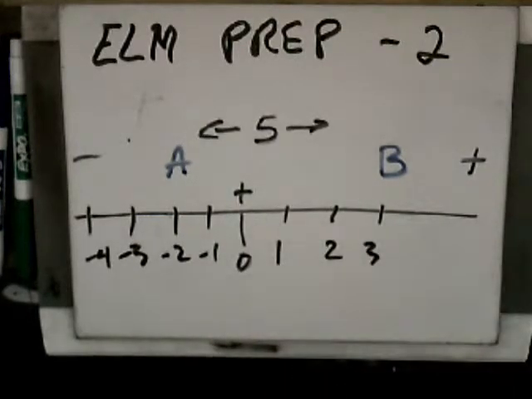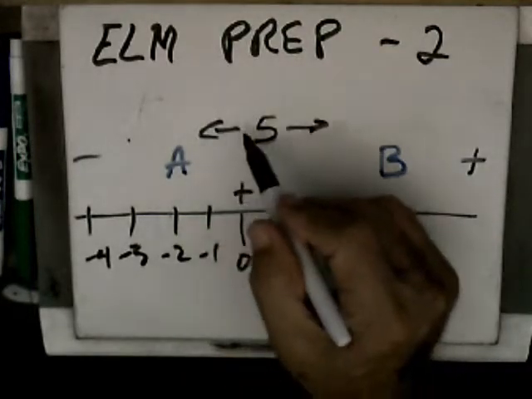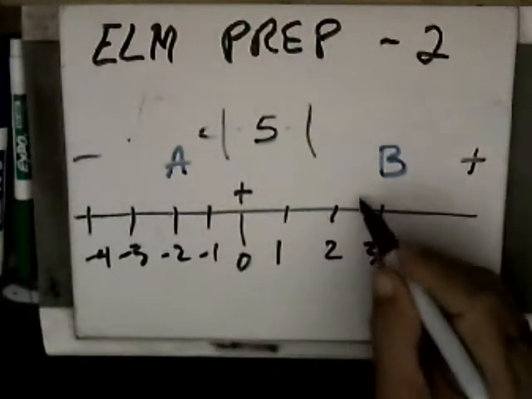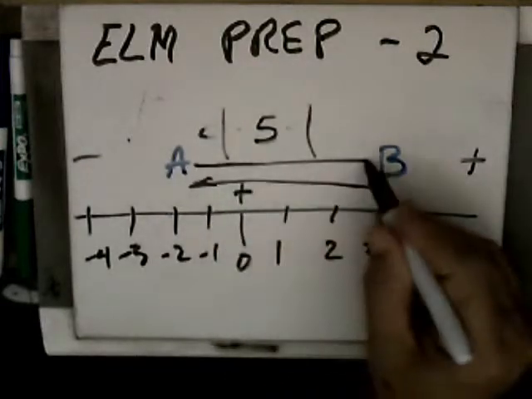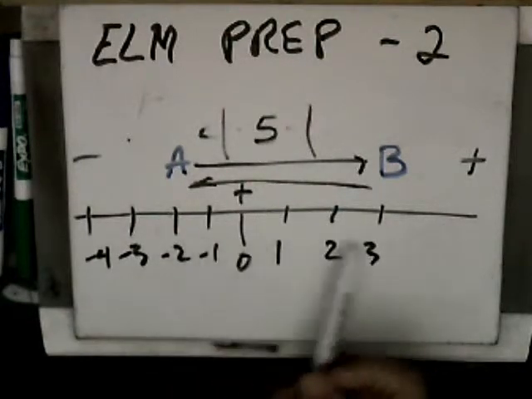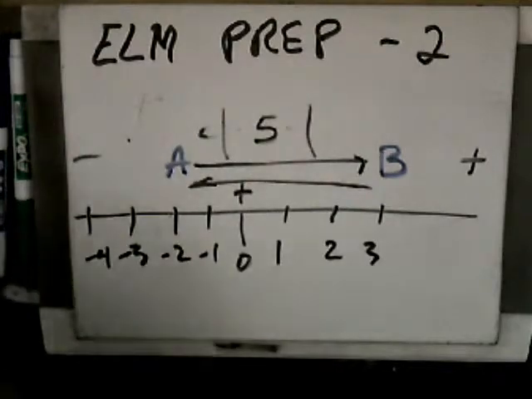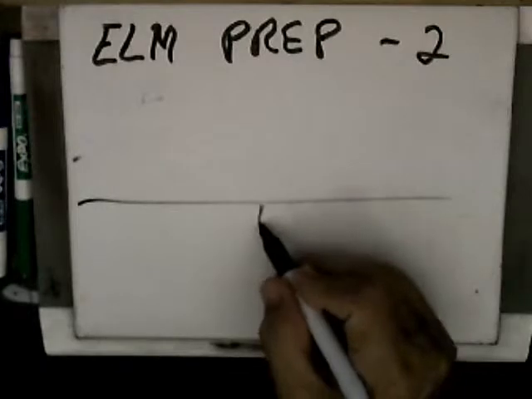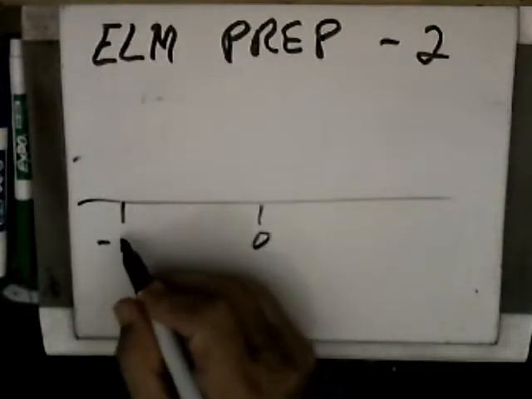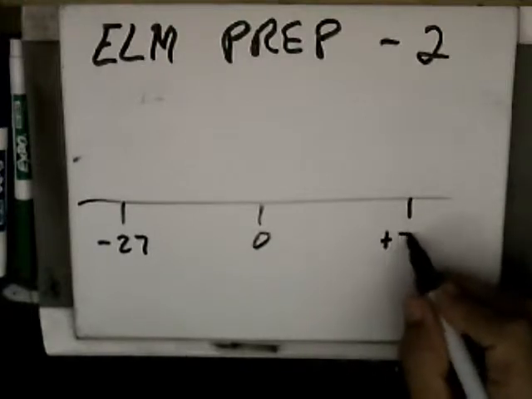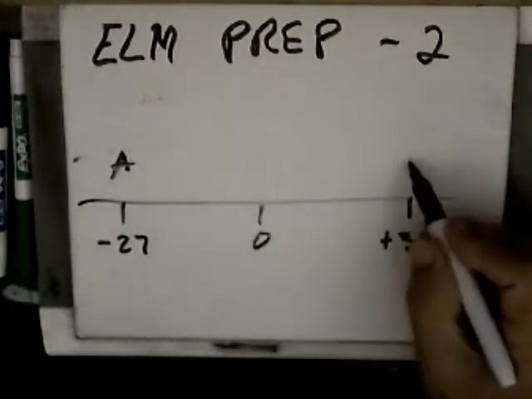So if we're just thinking about the distance between 2 points, we would designate that as the absolute value. So whether you counted this direction or whether you counted this direction, the distance is the same. Well, that's easy enough if I only have a few numbers to count. But what if I'm on a number line that's a little bit longer? And maybe I'm out here at -27 and up here at +32. And I want to know the distance between A and B.